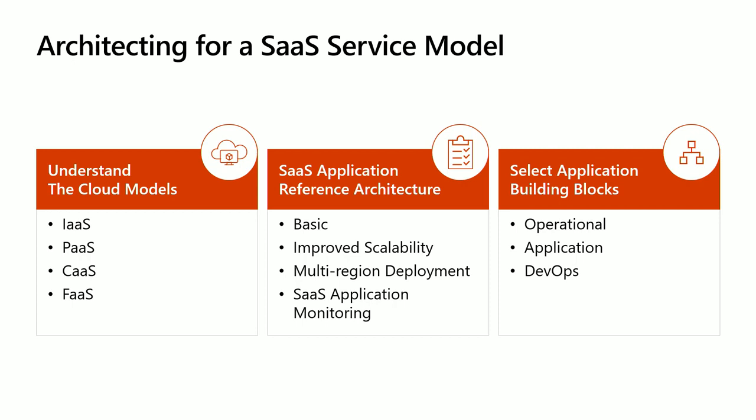The second part is how do you go about reference architectures? SaaS applications are not new. They've been around for about 20 to 25 years, give or take, right? So you need to think about MVP, minimum viable product, start with an improved scalability model, then go multi-region if you need, and then think about what things you're going to need around that SaaS application, like monitoring. The last part, we're going to talk about the building blocks. So 3 main core building blocks: operational, application, and DevOps, right? So let's start with the cloud models.